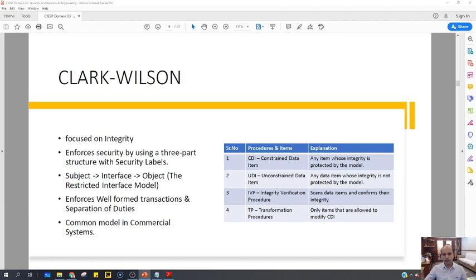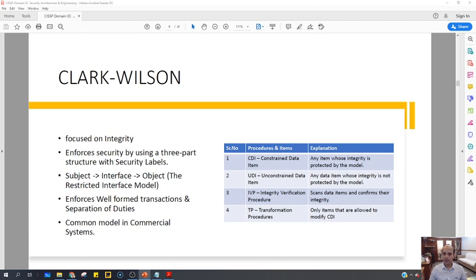It means whatever security controls we can implement on any particular web interface, we can put all those restrictions and security controls on that interface itself. So this Clark-Wilson model enforces well-formed transactions and separation of duties. How? Because, first, it prevents unauthorized subjects from making modifications.